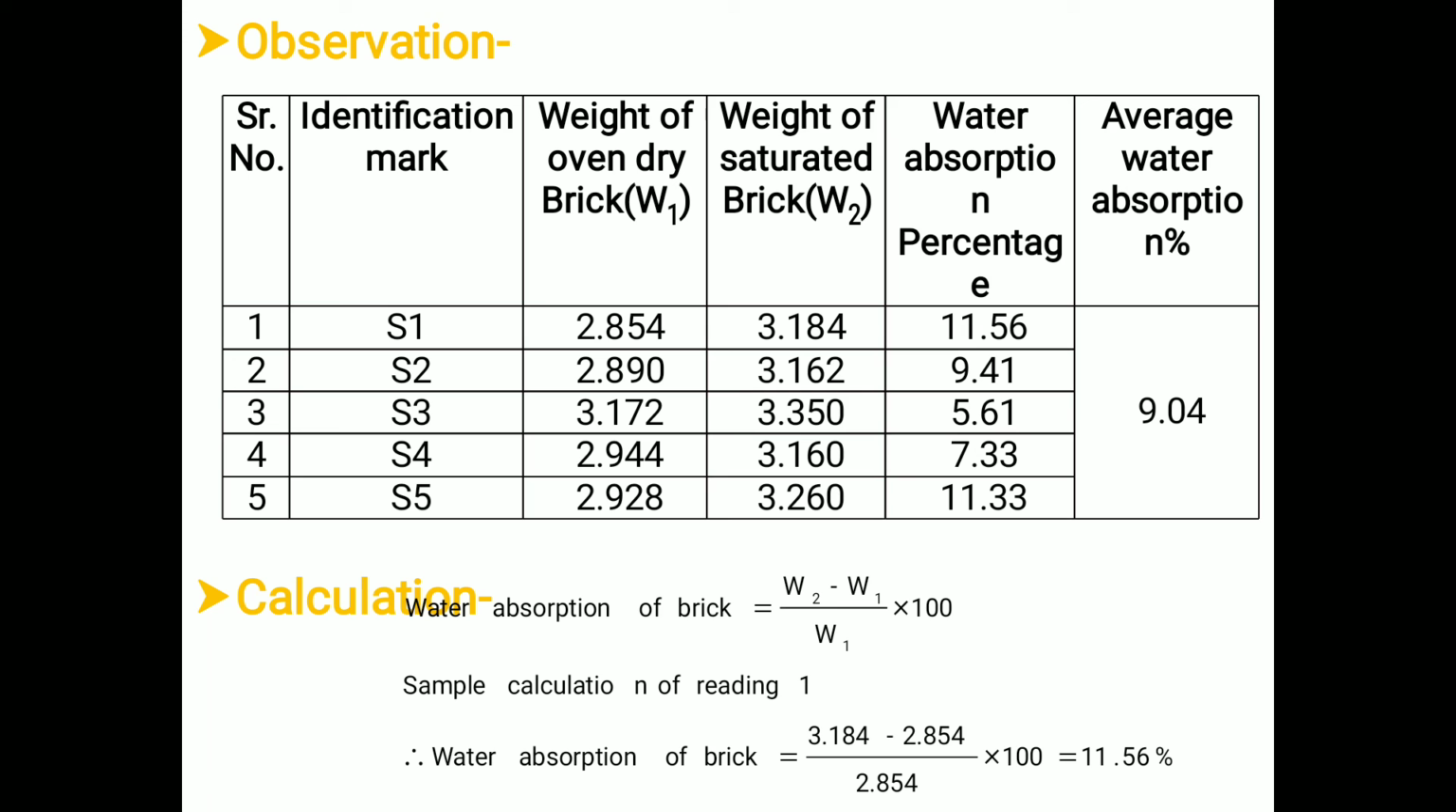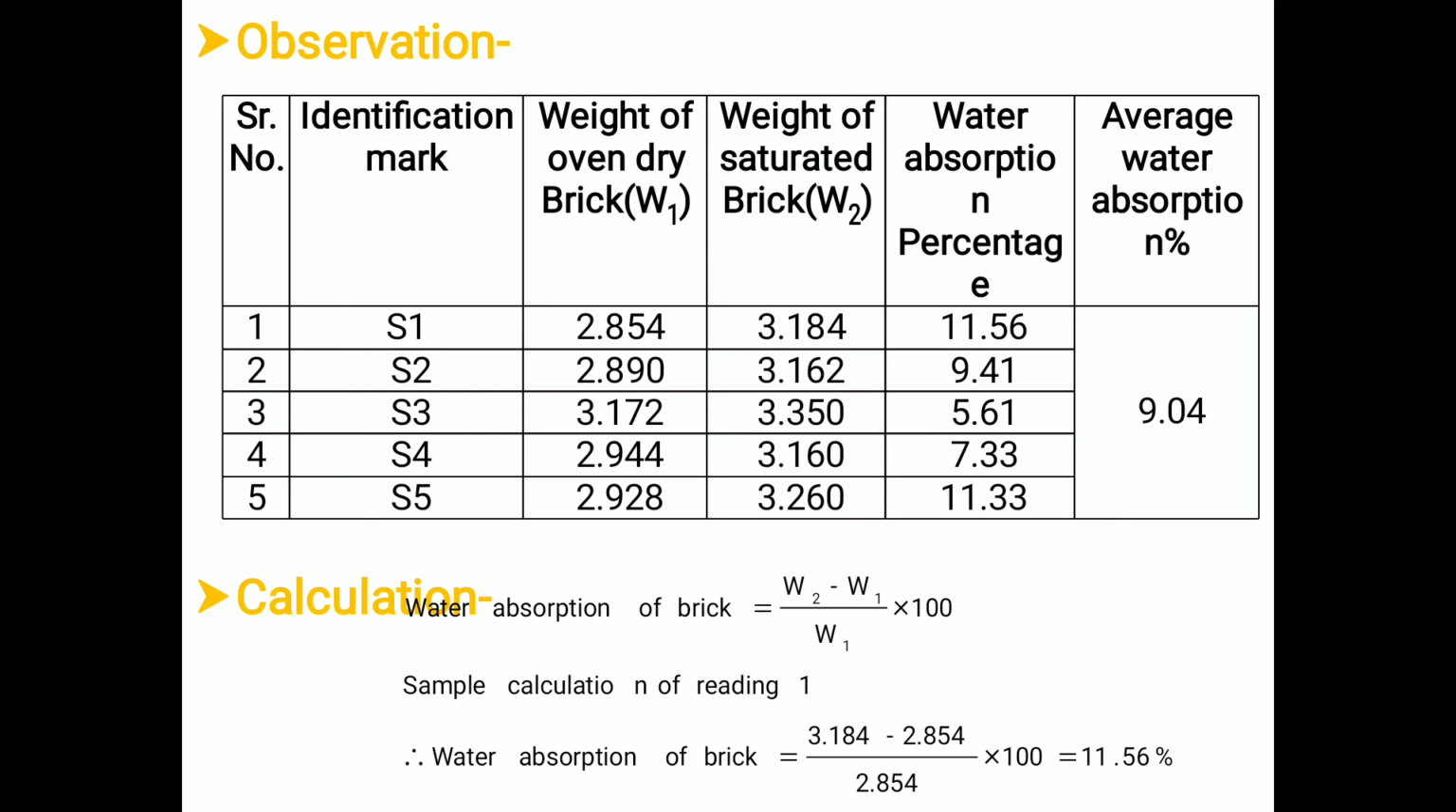When we keep the brick in the oven, after that we have to weigh it. So those are the weights of the oven dried brick, in kg. The next one is the weight of the saturated brick, W2. Saturated brick means its weight after immersing it into water for 24 hours. W1 is the weight after placing it in the oven, and W2 is the weight after placing it in water.